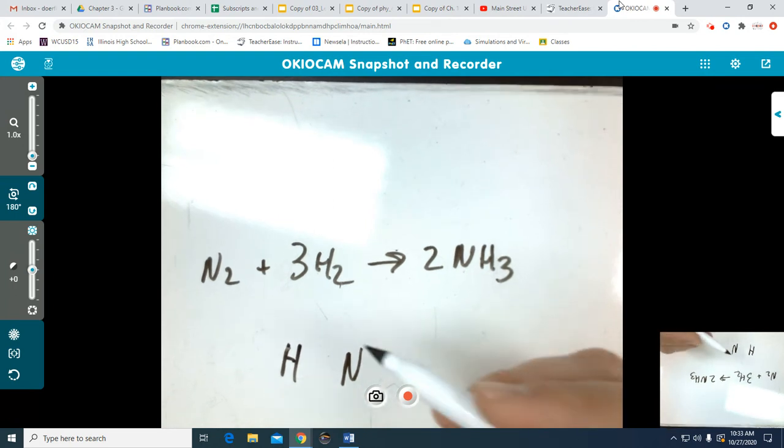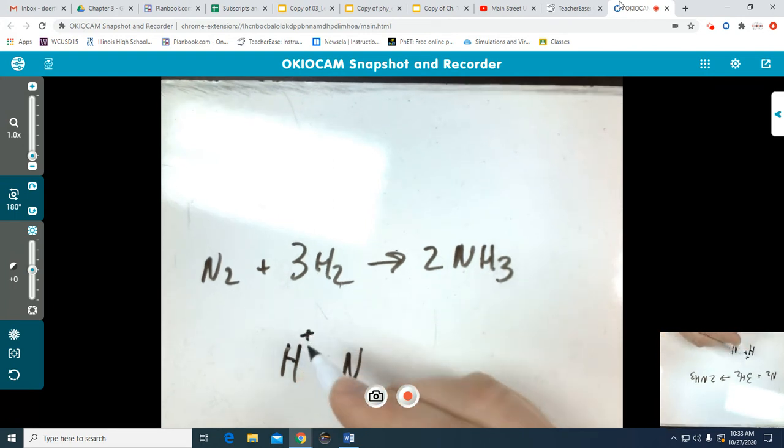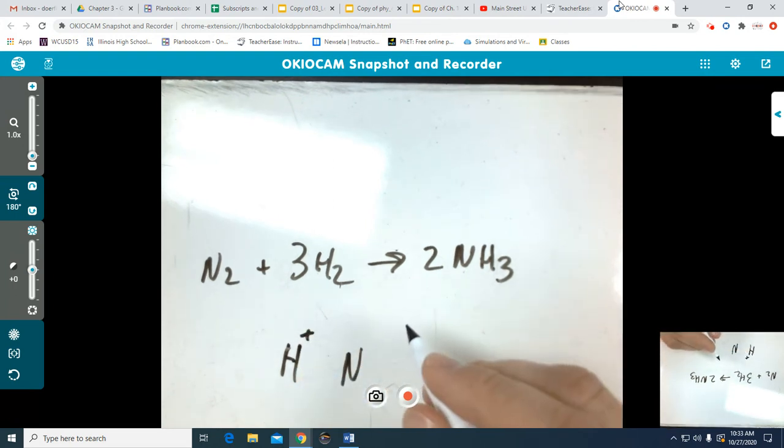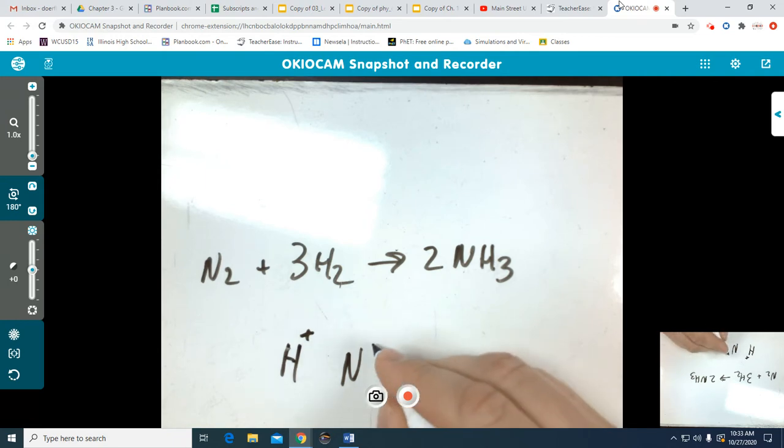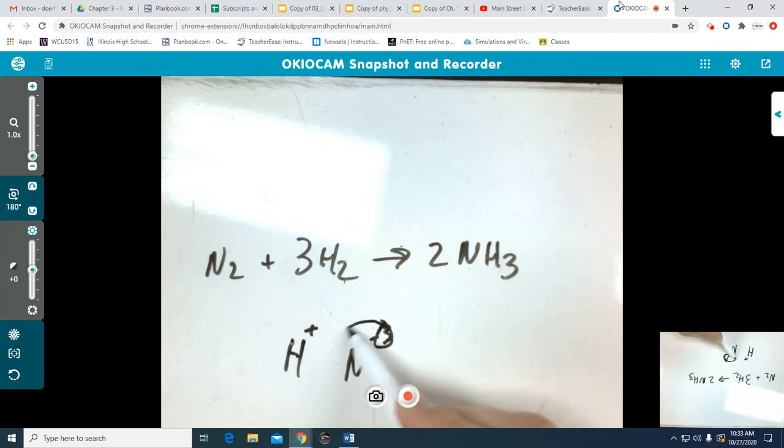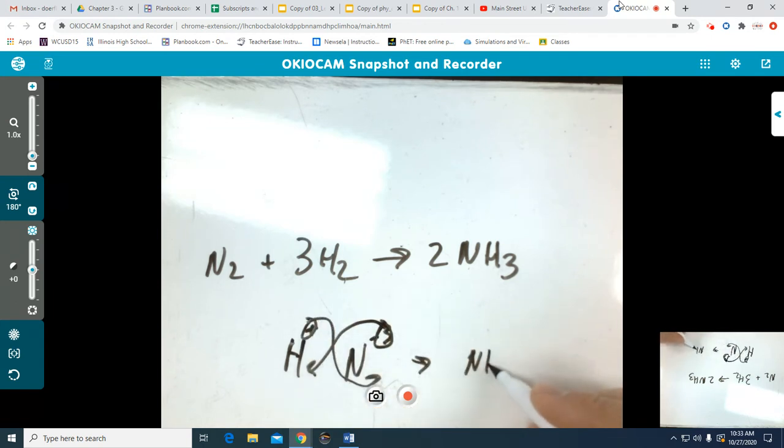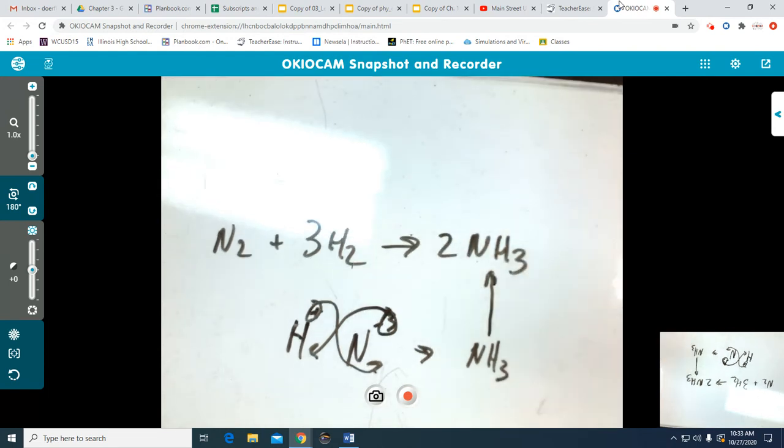Hydrogen, again, is a +1. Nitrogen, because it's in the 5th group, is going to have a -3 charge. When we combine these down here, we get NH3. So we get the product there.